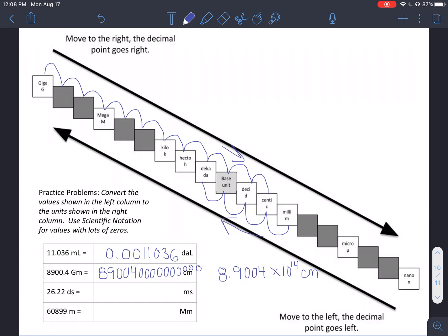All right, now 26.22 deciseconds to milliseconds. I'm going to erase some of this stuff to make it a little easier to see. So going from decisecond to millisecond, 1, 2, only 2 spots, and we are going to the right again, 1, 2.